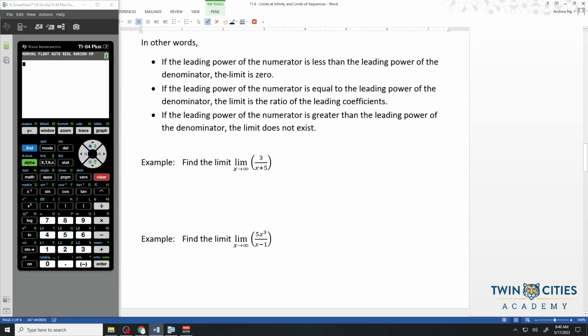Okay, so in this case, the leading power of the numerator is less than the leading power of the denominator, so the limit is 0. I could just say that this whole limit, the limit as x approaches infinity of 3 over x plus 5, is 0. That's all you would need to do.